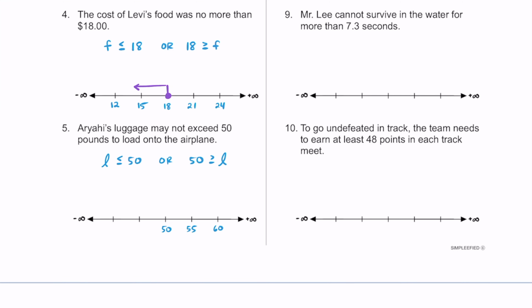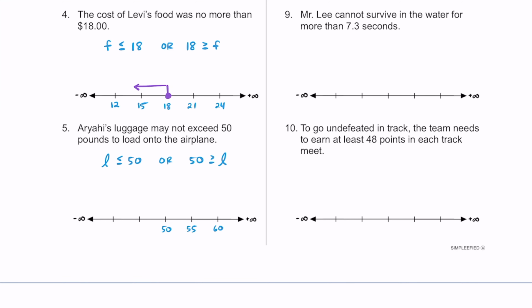For number 7, to make a profit, a laptop store needs to sell more than 38 laptops per month. Okay, so they can't sell 38 to make a profit. They need to sell more than 38. So I'll use P for profit here, and they have to sell more than 38, so it has to be greater than 38. Okay, so if they sell 38, they won't be profitable. Or you can say something like 38 would be less than the number of laptops they need to sell. So either way will hopefully make sense.